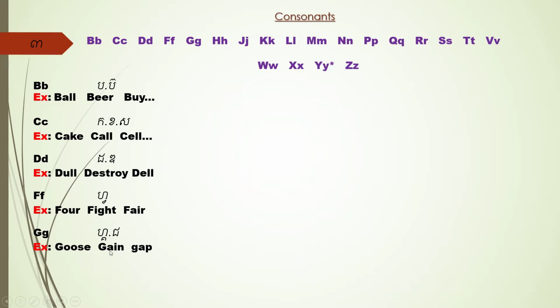Next one, G, which is goose, goose, gain, gap. Okay. H, which is heave, hatch, horn. Okay, go to another one.